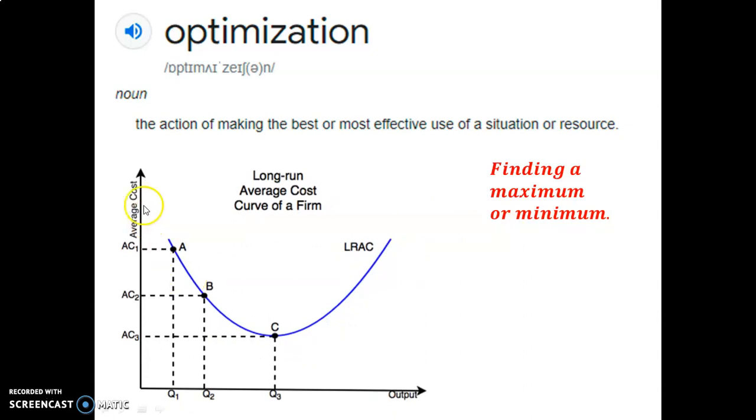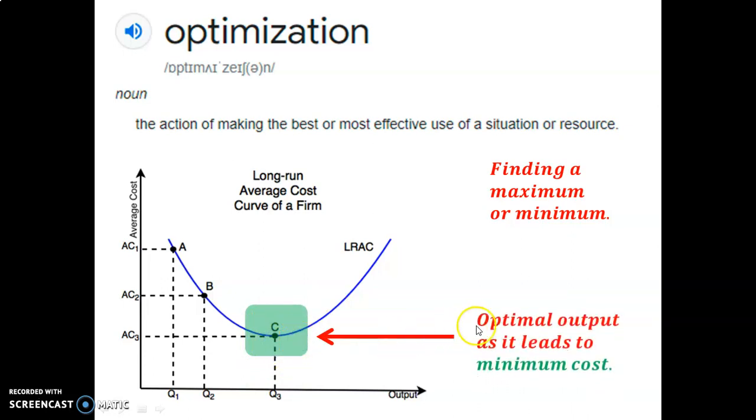For example, let's say we had a curve that represents average costs for some firm or company. Okay, so you can see average costs go down to here and then they rise up again. So what would be the optimal solution for this company? What would be the optimal output for them to produce in order to have optimal costs? Well, the optimal thing for most companies is to reduce their costs. So this could be considered here the optimal solution. In this case, the optimal output leads to the minimum cost. Therefore, this is the optimal output.